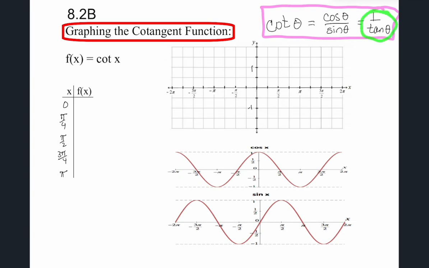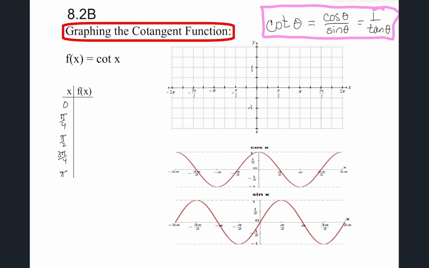And then it's also the reciprocal of the tangent. So every place that the tangent is zero, the cotangent is going to have an asymptote. And every place that the tangent has an asymptote, the cotangent is going to be a zero. Okay. So let's go ahead and fill out our chart.